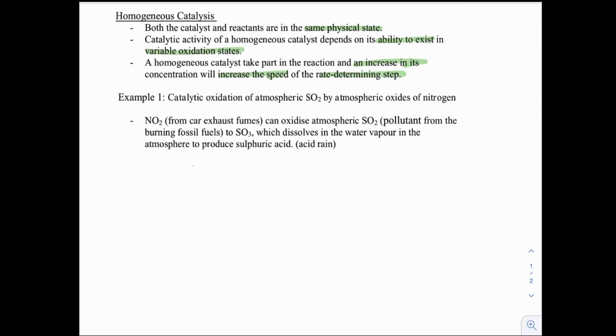So let's take a look at the equation. First step, the NO2 gas reacts with SO2 gas, and you will get SO3 gas and NO gas. So we will call this my homogeneous catalyst. Why is that a homogeneous catalyst? Because the physical state of this catalyst is the same as the physical state of this reactant. So therefore, this is known as a homogeneous catalyst.